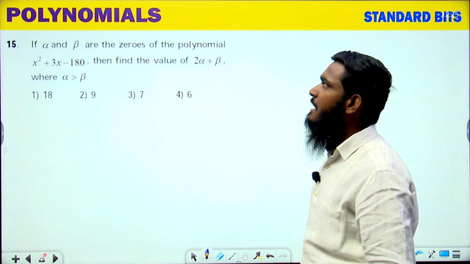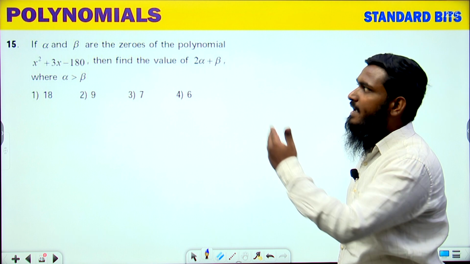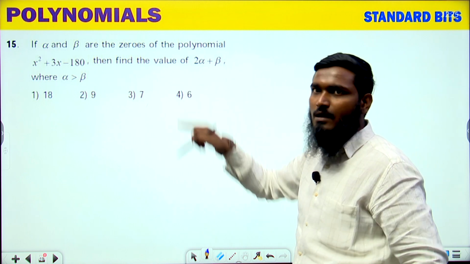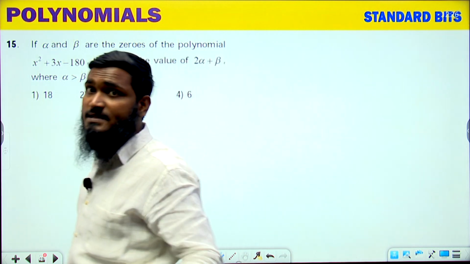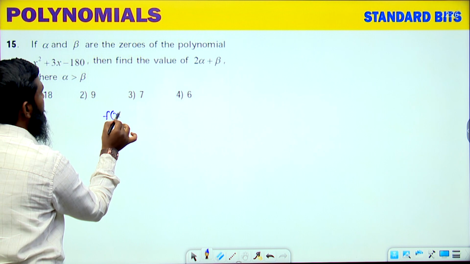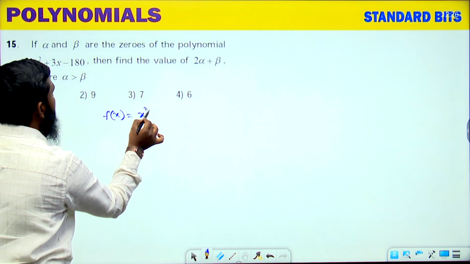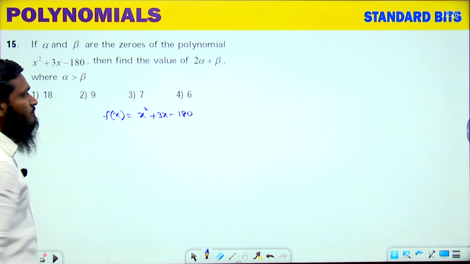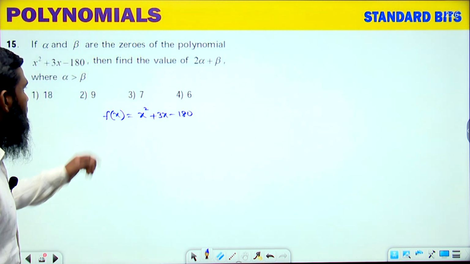Now next one: if alpha and beta are the zeros of the polynomial x square plus 3x minus 180, then find the value of 2 alpha plus beta, and the condition has been given that alpha is greater than beta. Let us take this part. So if you take f of x or p of x is equal to x square plus 3x minus 180, like this we have taken over here.